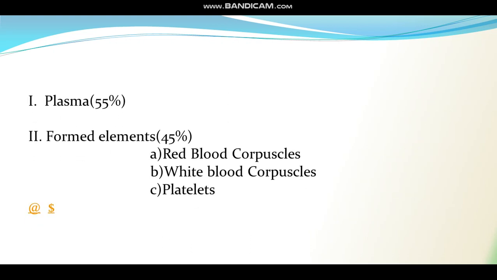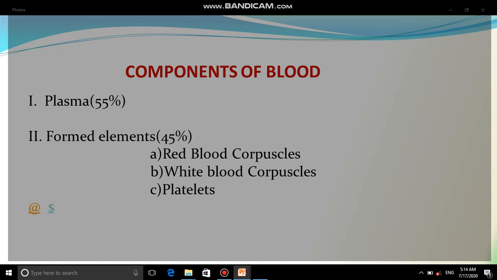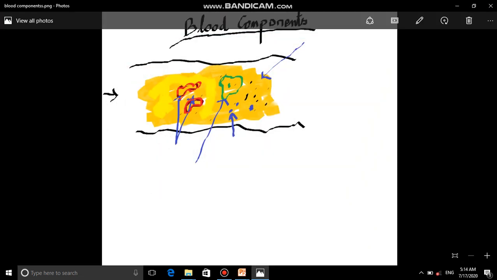Moving to the next topic, the components of blood. Blood basically consists of two components. The liquid component, that is plasma, comprises 55% of the blood. The second component is formed elements, which comprises 45% of the blood. It includes red blood corpuscles, white blood corpuscles, and platelets. Now let us have a look at a diagram to understand blood in a better manner.